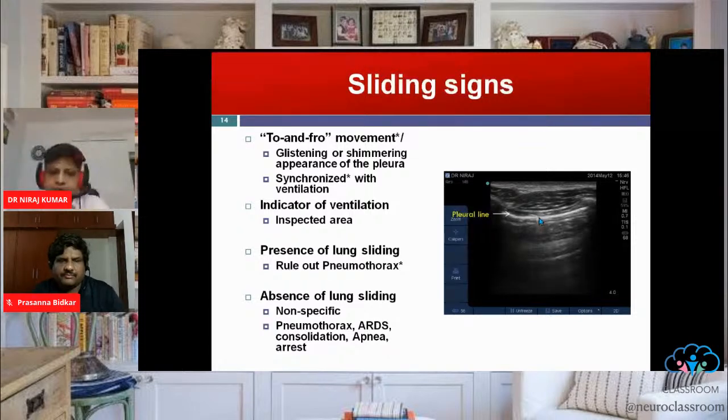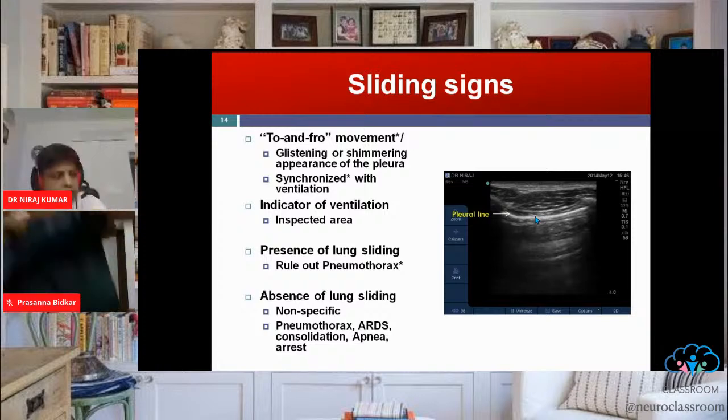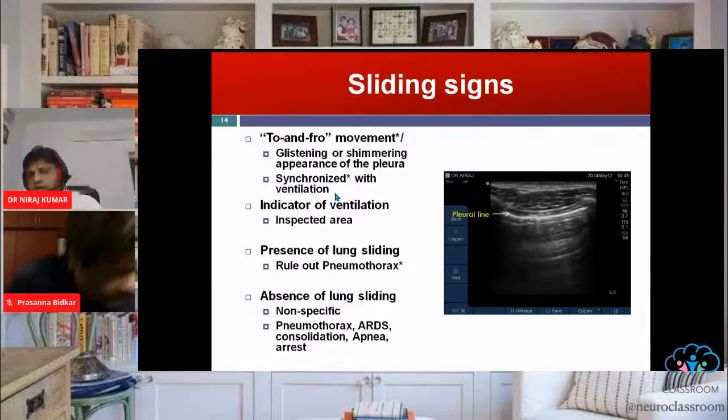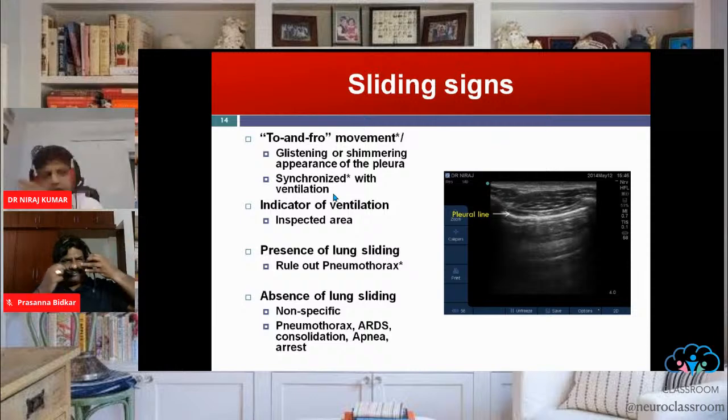This pleural movement synchronized with the respiration is called the sliding sign. It is a to-and-fro movement or glistening or shimmering appearance of the pleura. And what does it indicate? If at any area you are getting this sliding sign, that means the movement of the pleura, it indicates that there is ventilation in that inspected area.